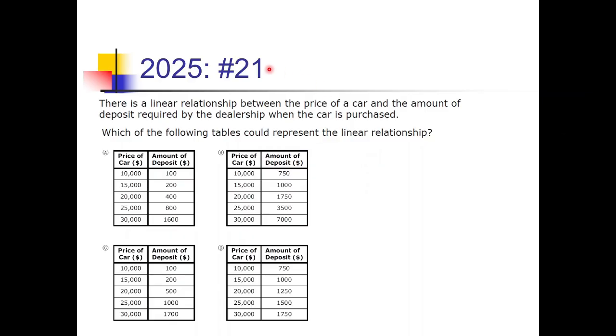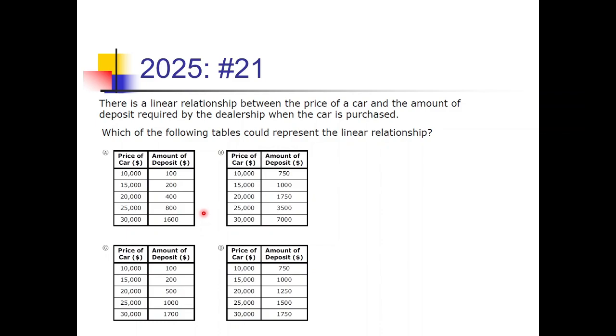For this problem, this is the last problem in the no calculator section. They're saying there's a linear relationship between the price of a car and the amount of deposit required by the dealership when the car is purchased. Which table could represent this linear relationship? So we have all these tables with columns where the price of the car is going up in increments of 5,000, and that's affecting the deposit on the right side.